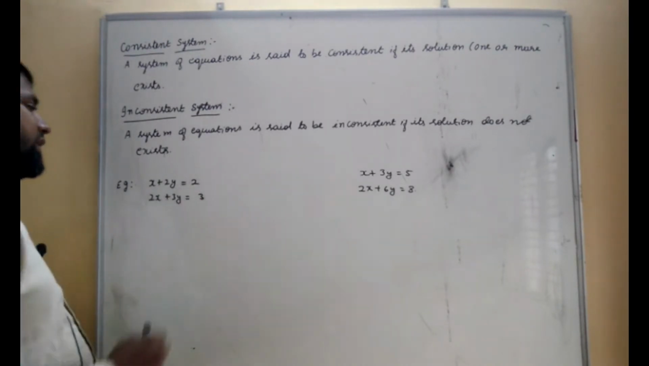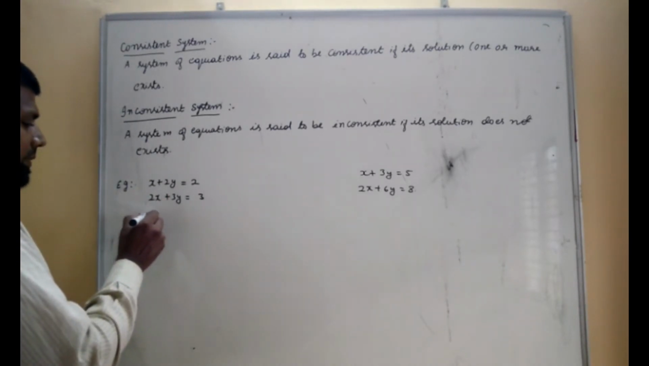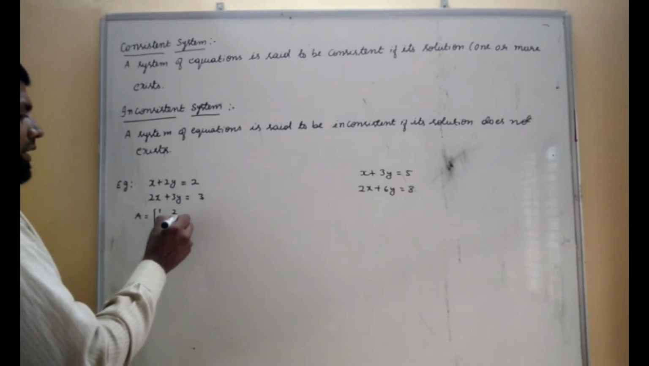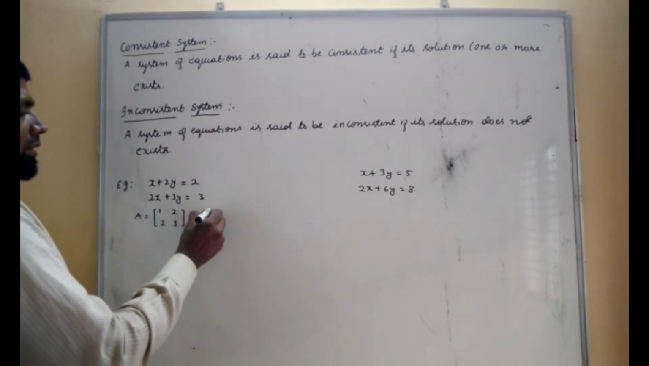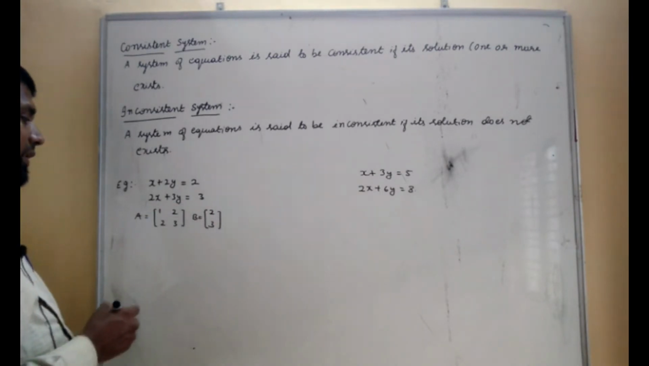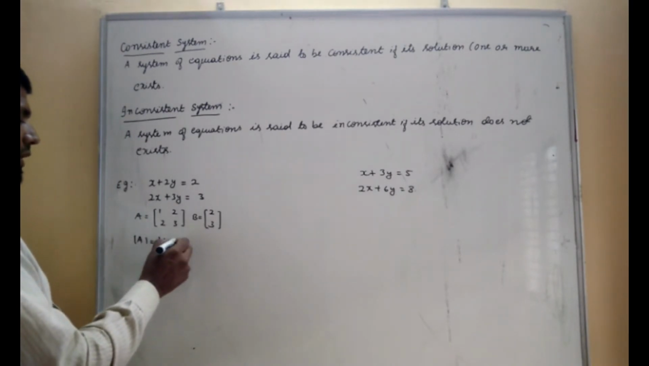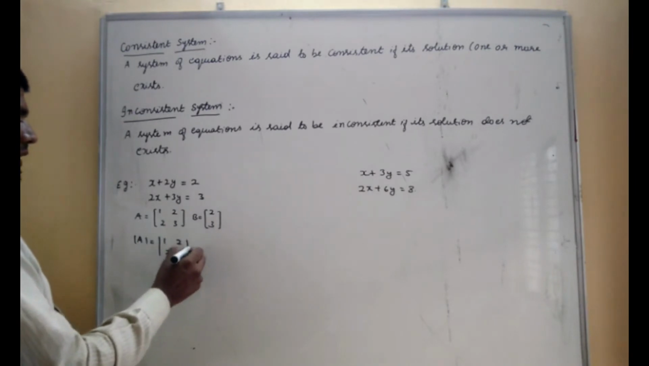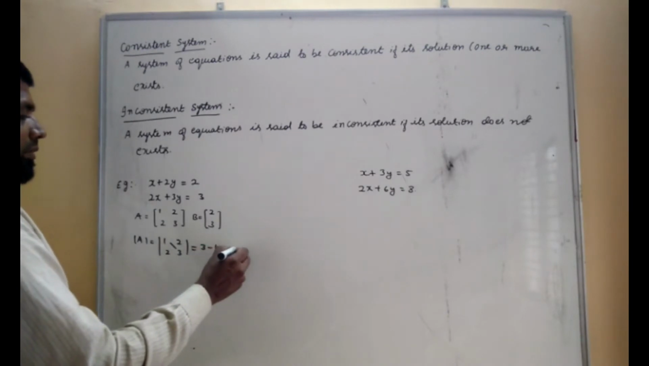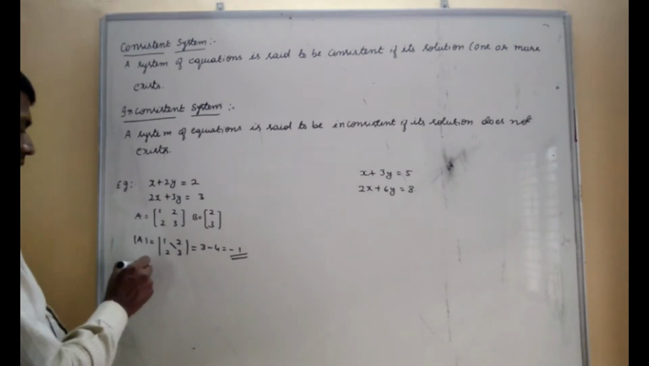So these are the linear equations. I have taken the first example here. I will write these linear equations in the matrix 1 2 2 3, then b is 2 3. So let us find the value of this determinant, 1 2 2 3. Then 1 into 3 is 3, then 2 2s are 4, so we are getting minus 1. The value of the determinant is minus 1. So the given system is consistent.